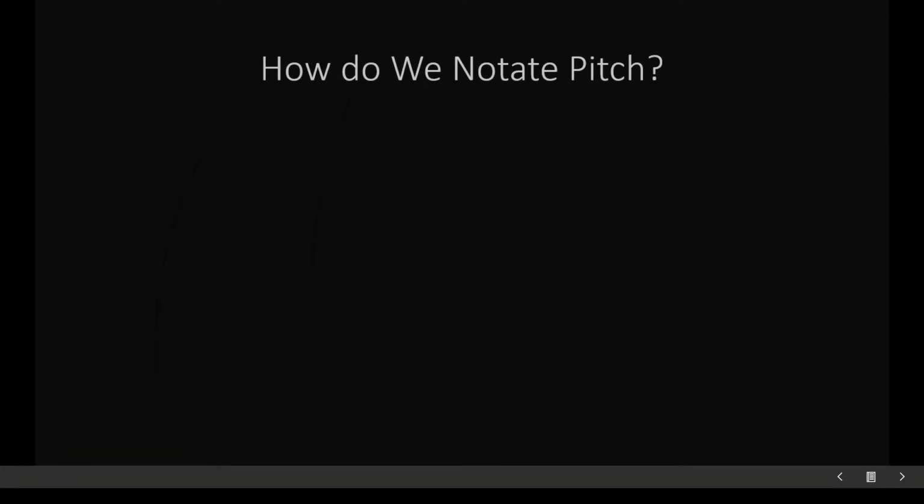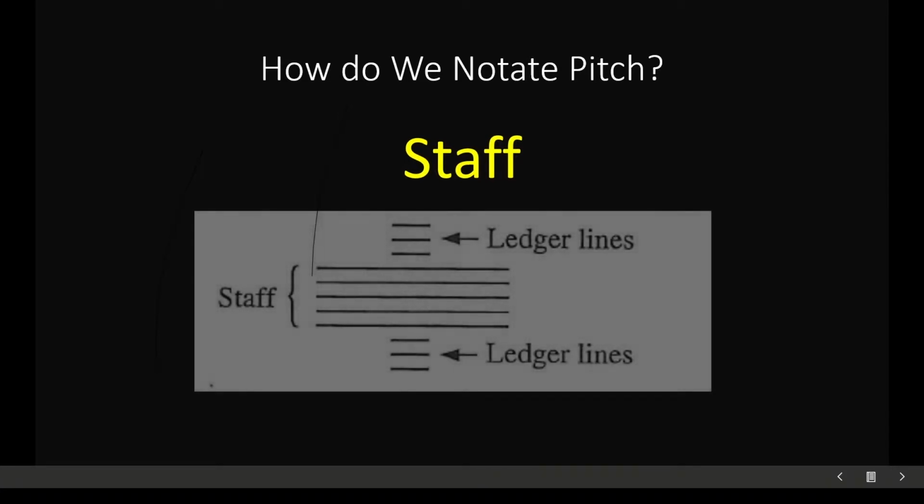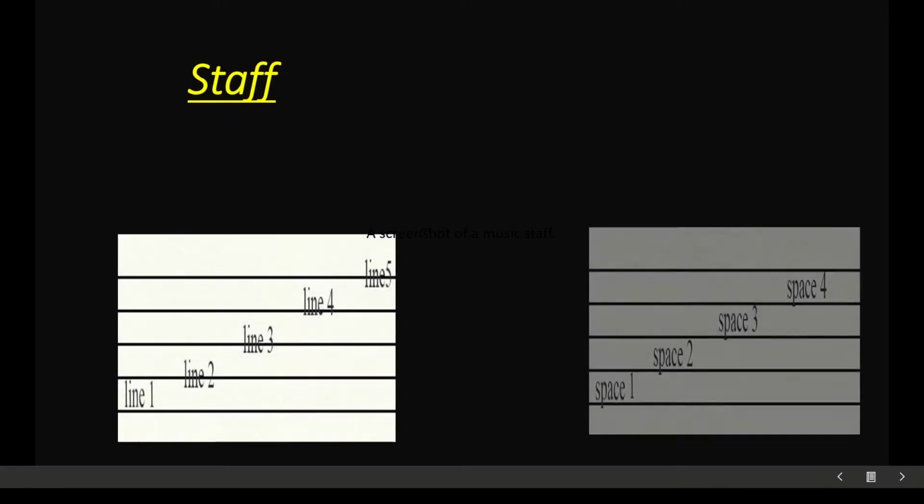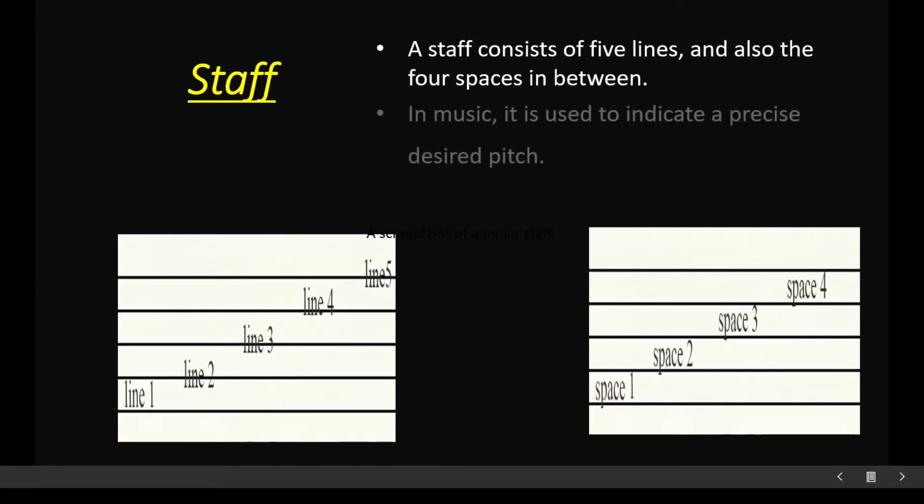So, how do we notate pitch? We notate pitch on something that is called a staff. Now, notice in this image there are 5 lines and 4 spaces. When we run out of those lines and spaces, we go above or below with what are called ledger lines, as you can see in this image. So, the staff consists of 5 lines and 4 spaces. Again, that's 5 lines and 4 spaces. And we count from bottom to top. We count from the bottom up.